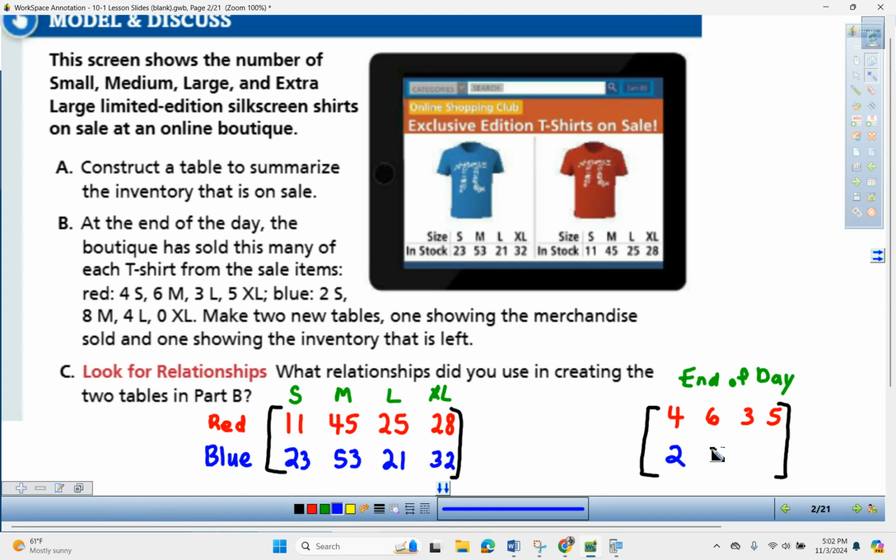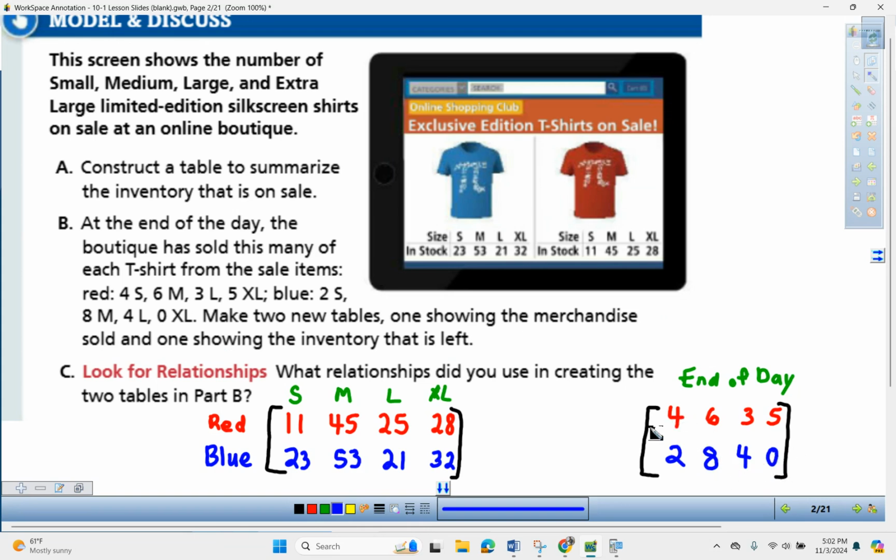Now, then it says 4 larges, and then 0 extra larges. What if that had been reversed? Would we still put a 4 for that? No. You got to put the numbers where they belong. Zeros are numbers too, and so they go where they belong. If there's something missing, you need to put a 0 in that spot.